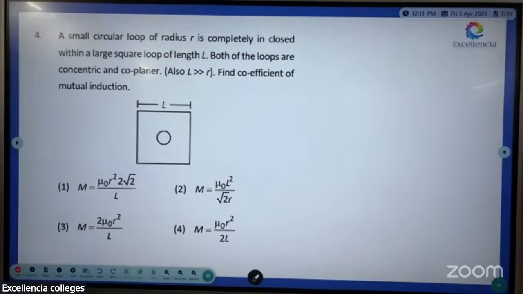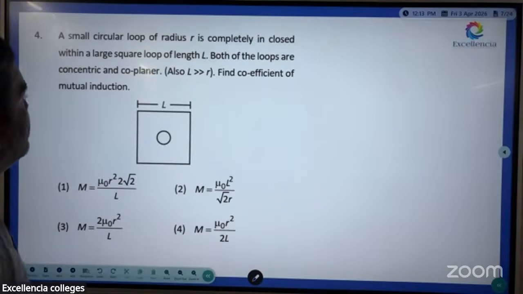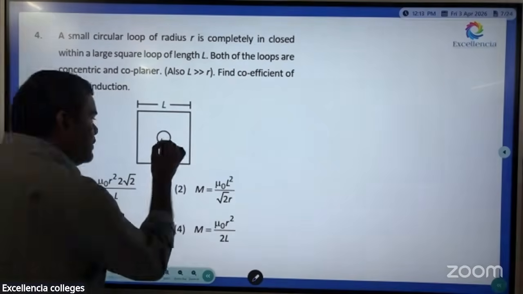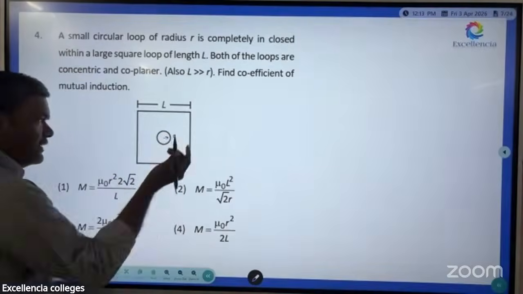The next one, just have a look here. It's a small circular loop of radius r and it's completely inside the large square loop of length L. Both the loops are concentric and coplanar. L is very large in comparison to R. So this is the R here. This is the dimension given here, and this is L here.